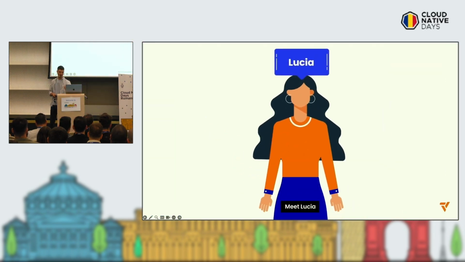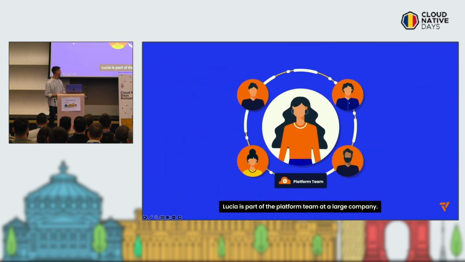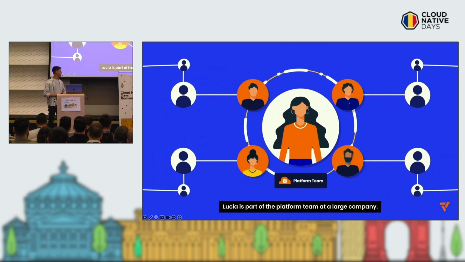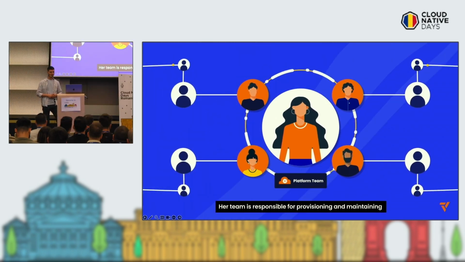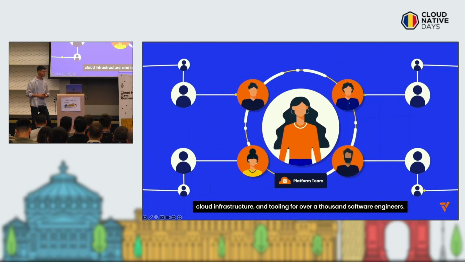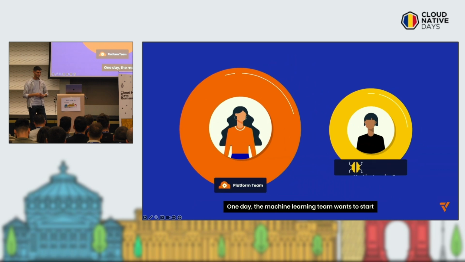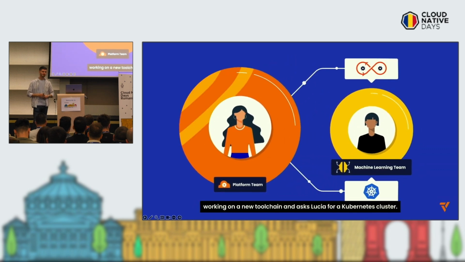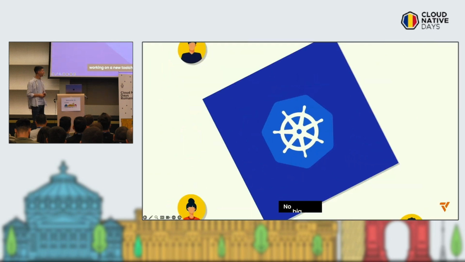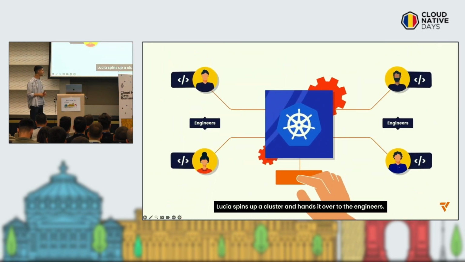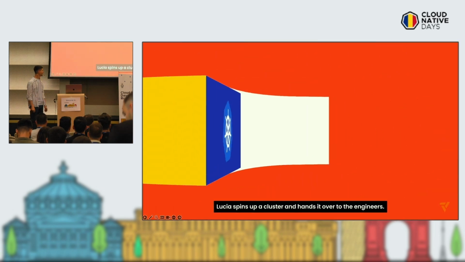Meet Lucia. Lucia is part of the platform team at a large company. Her team is responsible for provisioning and maintaining cloud infrastructure and tooling for over 1,000 software engineers. One day, the machine learning team wants to start working on a new tool chain and asks Lucia for a Kubernetes cluster. No big deal.